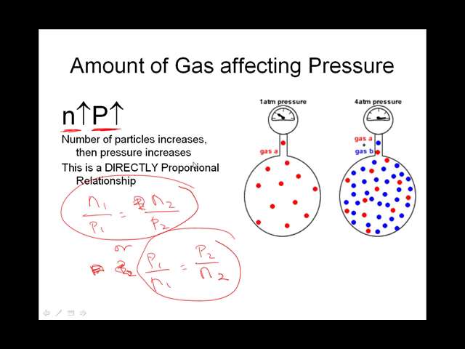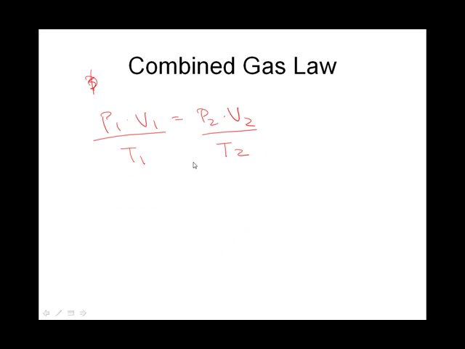From this slide, we found that the number of particles and pressure are again directly proportional to each other. They are one on top of the other. And so now, going back to the slide, we have pressure up here, and so my number of particles has to be down here. And so this is now my combined gas law.